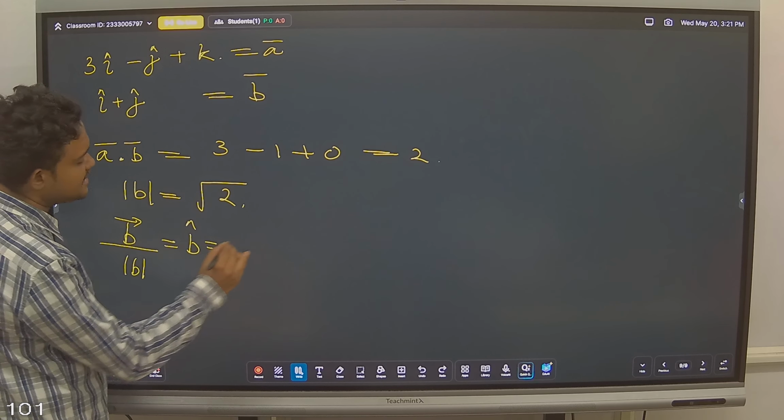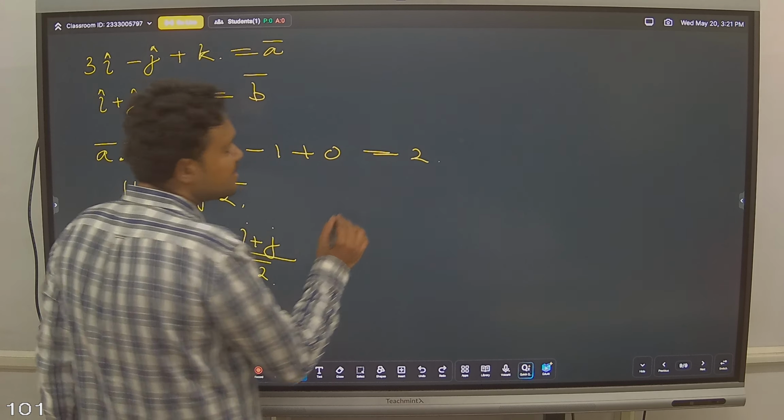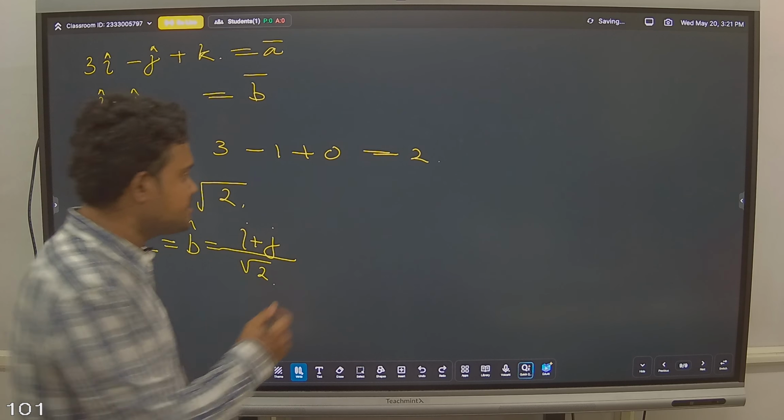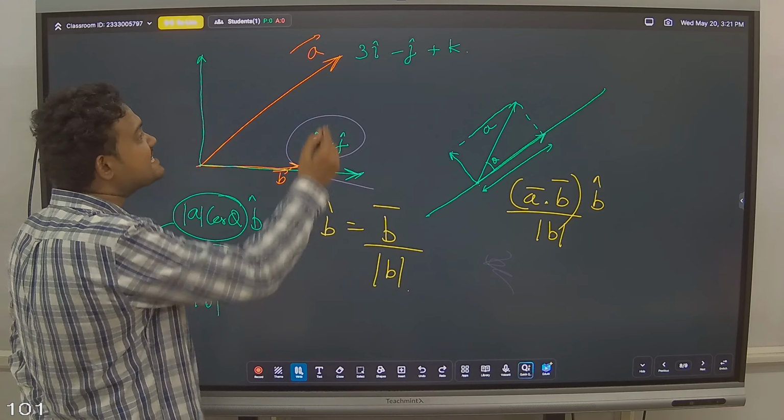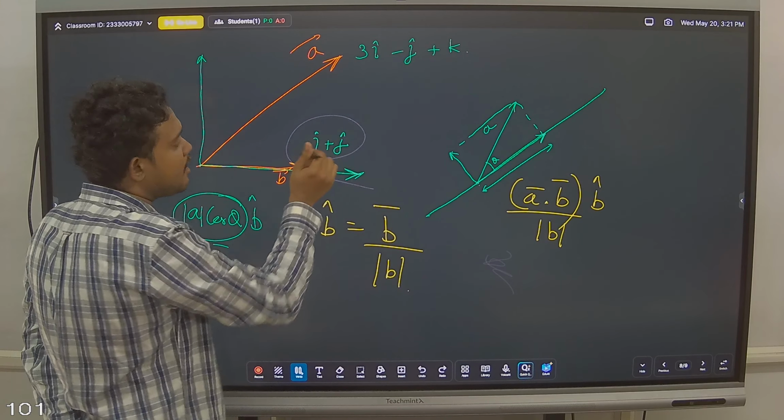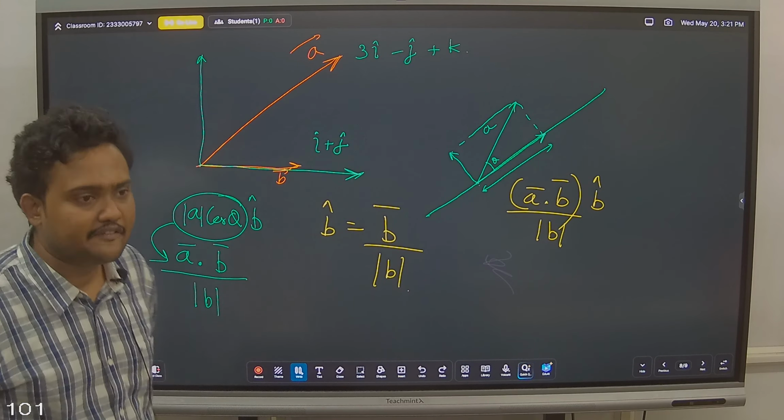So now tell me, what is A dot B divided by mod B into B cap? What you have to find is the component of A along B, which is going to be A dot B divided by mod B, B cap. What is this going to be? Simply I plus j, right? So what is given here? What is given here is the component of 3i minus j plus k along I plus j. Right, I have given you the number correctly.